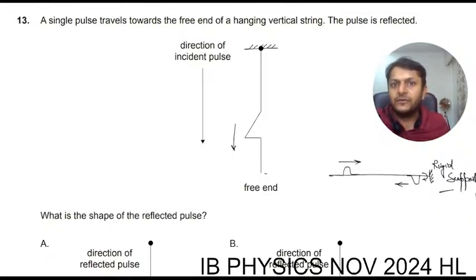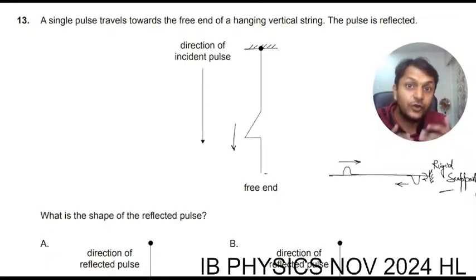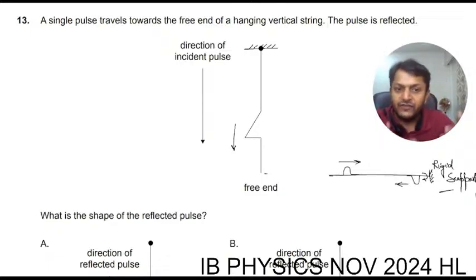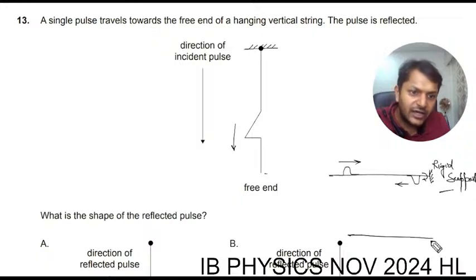Now in layman's terms we can say that it is getting inverted, but from the physics point of view we call it a phase shift of pi. So we will say that yes, it is getting reflected, but there is a phase shift of pi which has taken place, and so the wave is now inverted and going back. What happens if this is a free end?